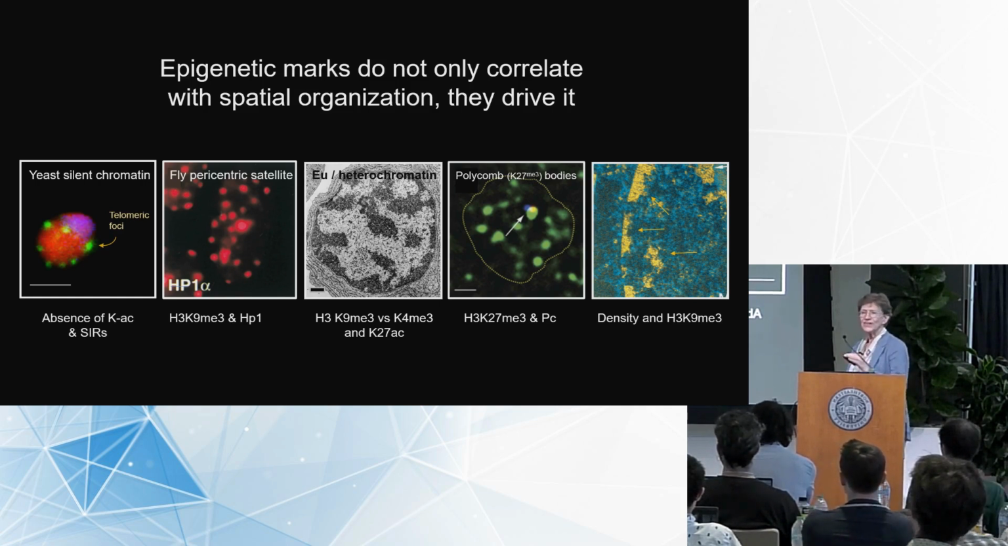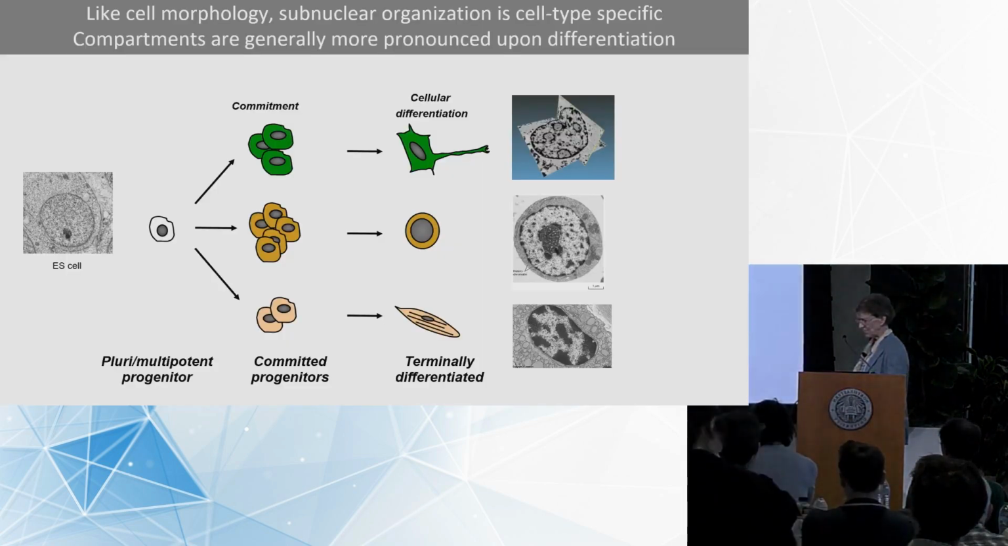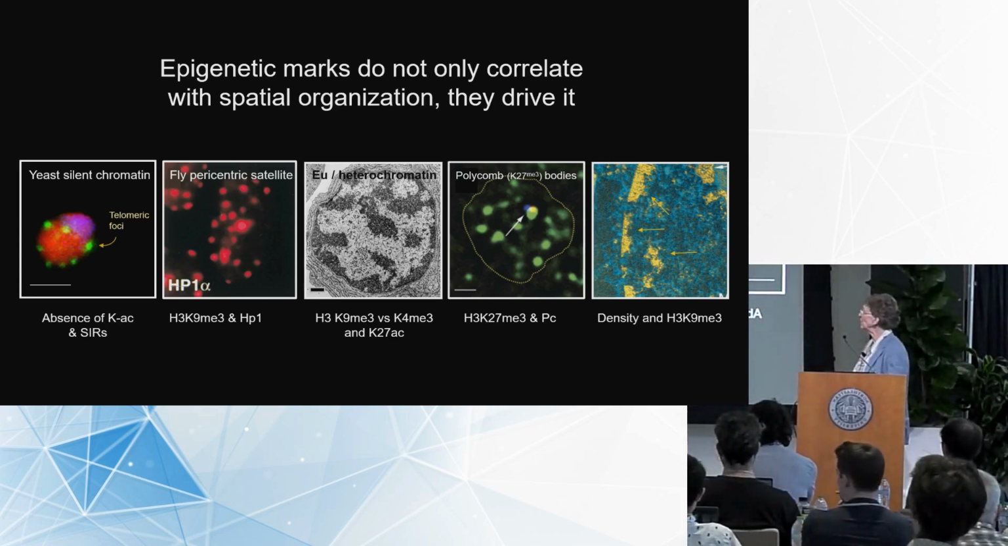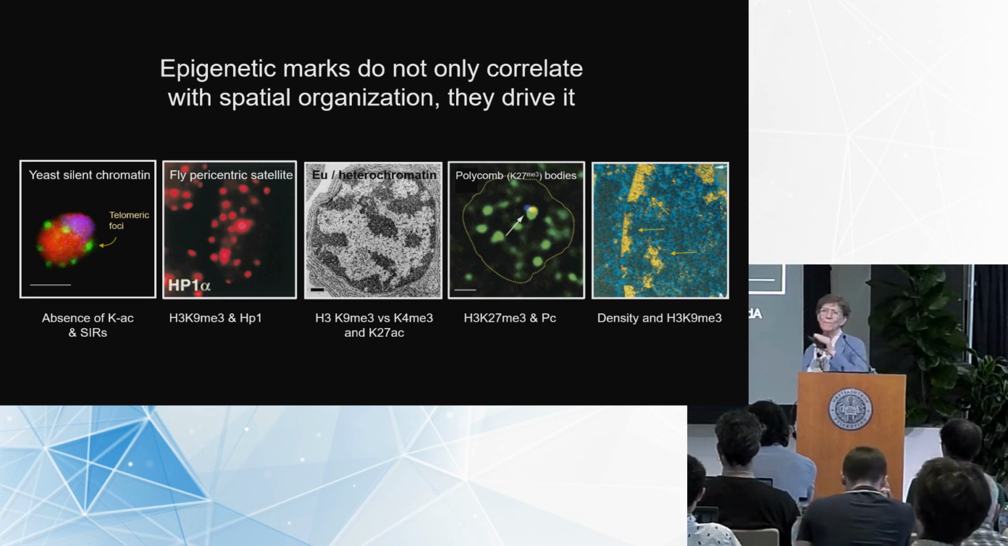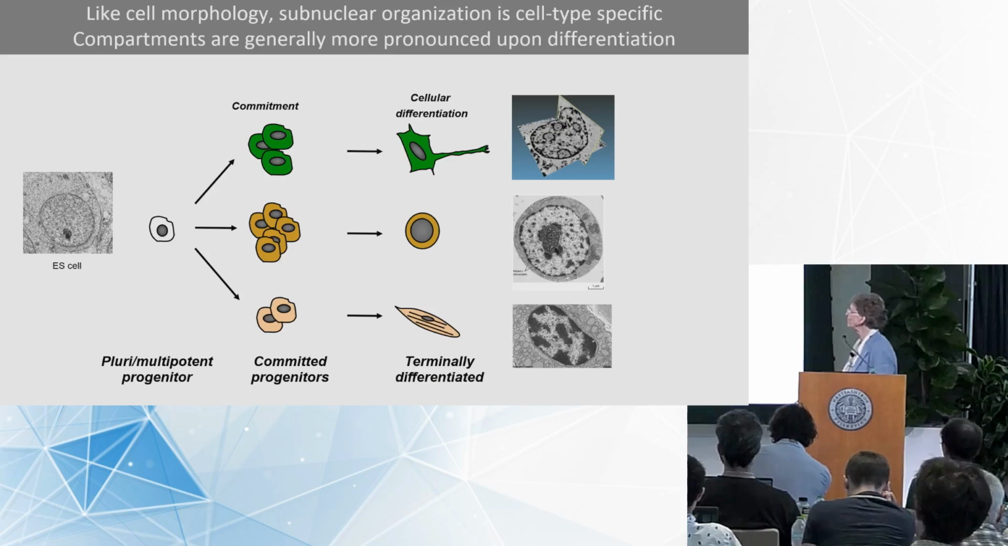And the take-home is, and I will give you the backup of this, this is just so you know what's coming: epigenetic marks do not only correlate with spatial organization, they drive it. Now that's a major difference, okay? Everything I showed you so far was just correlation. You can see correlations all over. That doesn't mean that they're necessary, that has anything to do with driving it nor being first. I mean that you would first have the modification and then the localization.